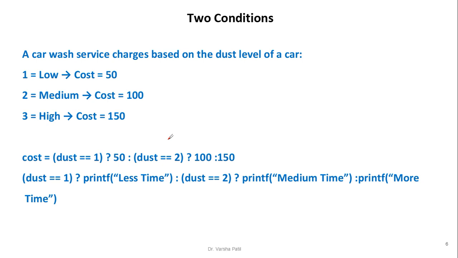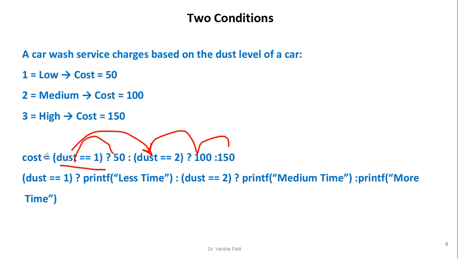Now we will see the two condition case. A car service charge is based on the dust level of the car. If dust is low, that is 1, the cost is 50. If dust is medium, that is 2, the cost is 100. And for very high dust, the value is 3 and the cost is 150. So we can write: if dust is equal to 1, 50. If dust is not equal to 1, that is, if this condition fails, it will check the second condition, and if the second condition is true, it will print 100, otherwise it will print 150.